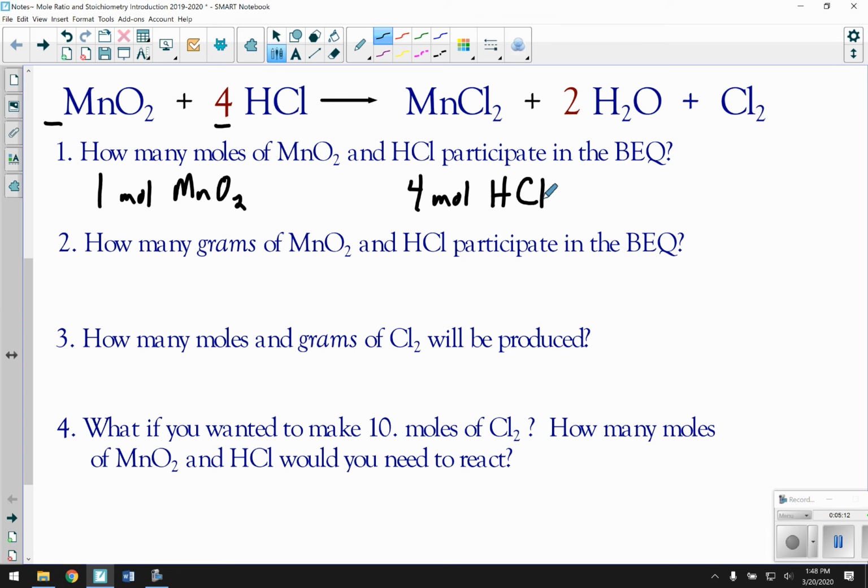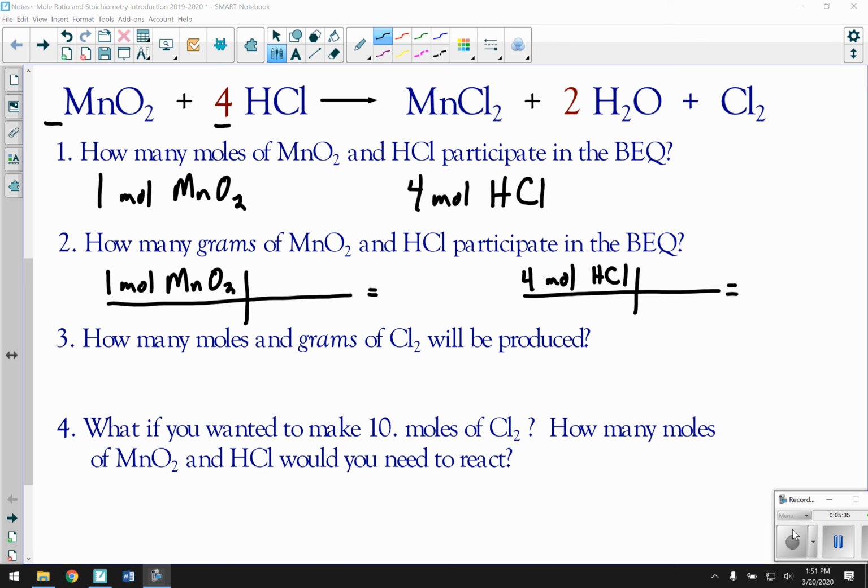All right, question number 2. How many grams of MnO2 and HCl participate in the balanced equation? Well, we don't know the number of grams, but we know the number of moles, so we can go from moles to mass using the molar mass. So let's set that up.